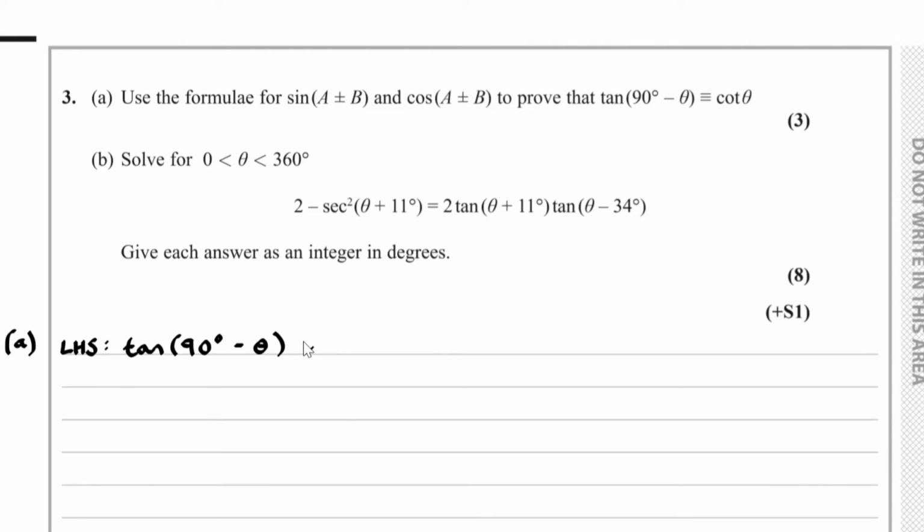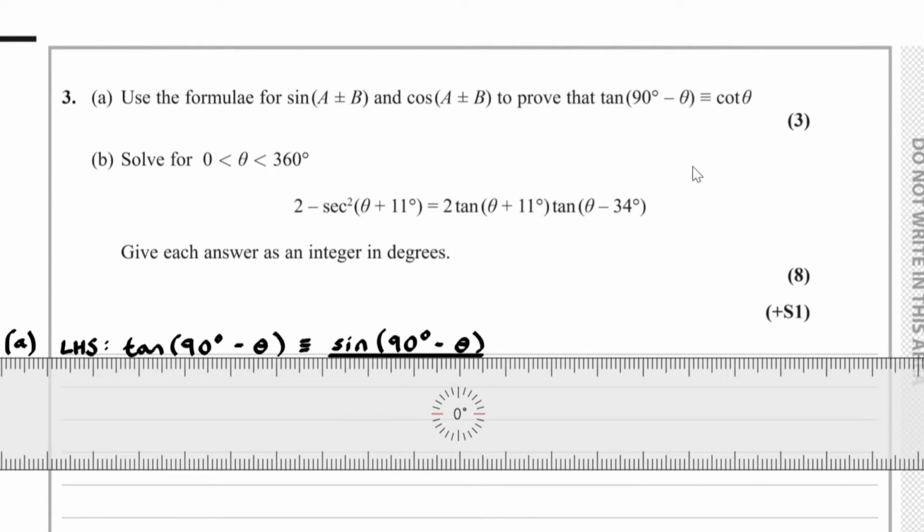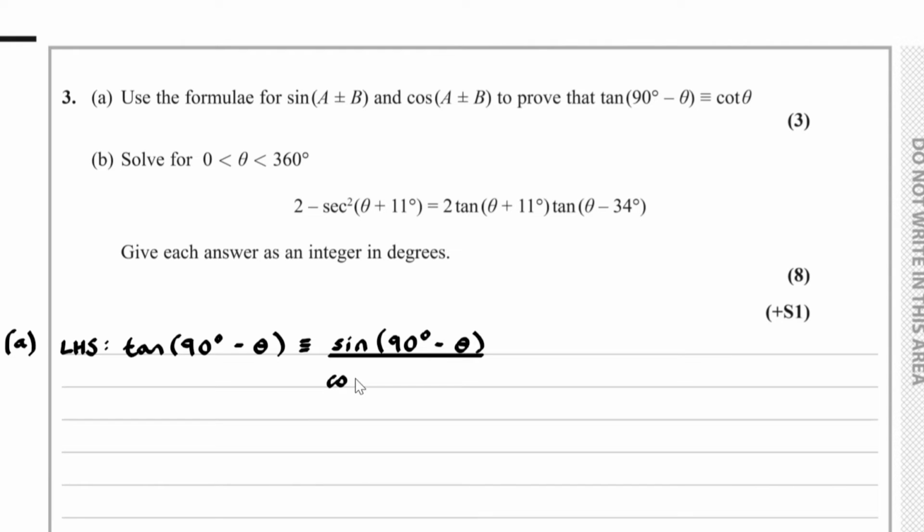And recognizing that tan is equivalent to sine over cos, then tan of 90 degrees minus theta will be equivalent to sine of 90 degrees minus theta divided by the cosine of 90 degrees minus theta. And now we can use these formulae here.